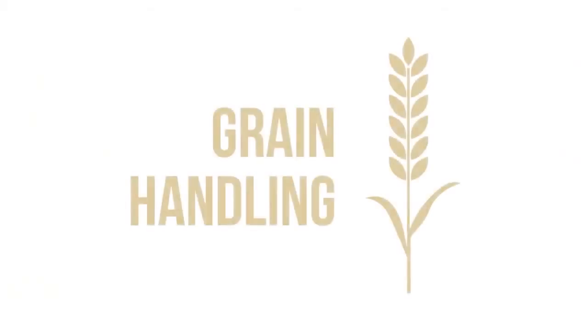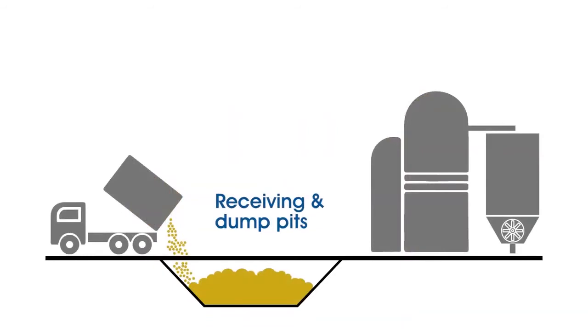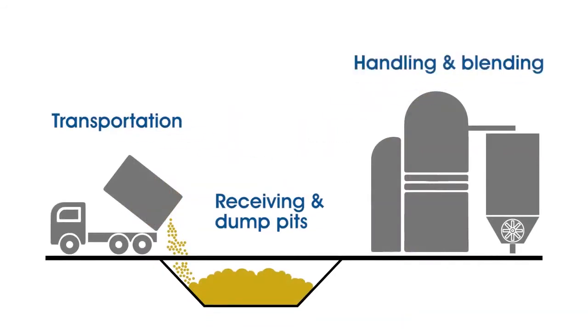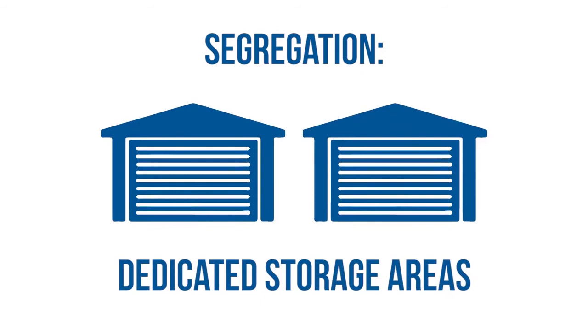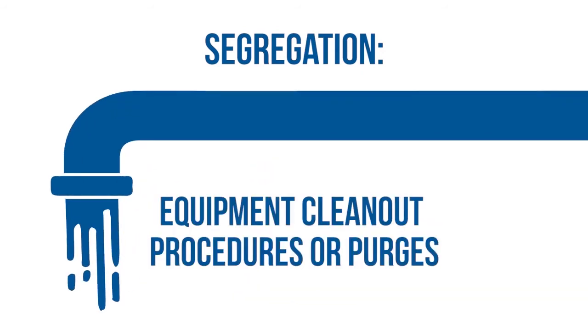Another example of a type of operation that would need to have segregation systems implemented would be in grain handling. So from receiving and dump pits through transportation to the facility, and even the handling or blending of the grain, segregation systems should be set up in all of those areas. And the idea is that you don't want the non-organic grain to pose a risk of commingling with organic grain. So you can use segregation by having dedicated storage areas or using equipment cleanout procedures, purges, things like that.